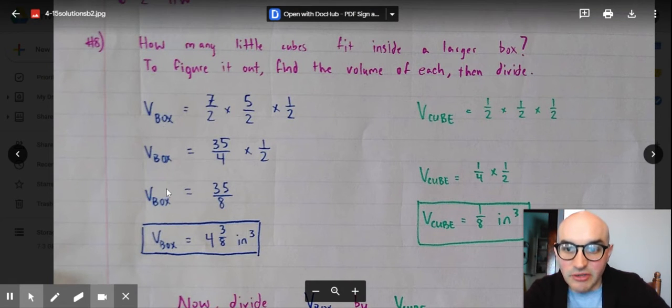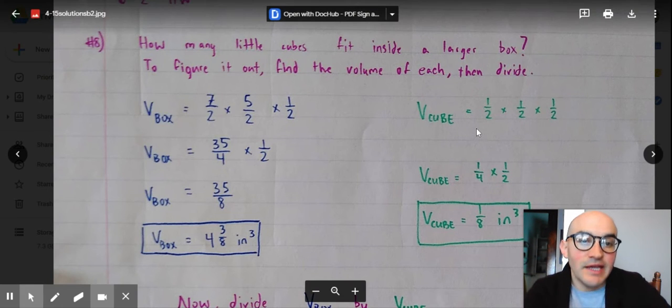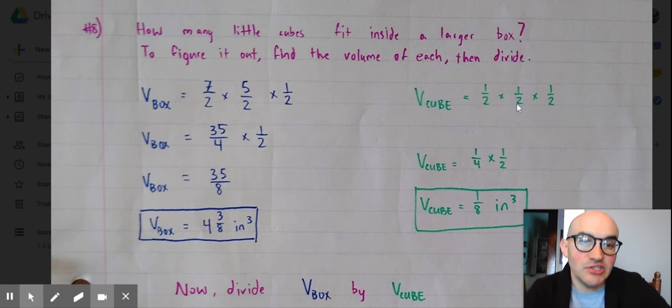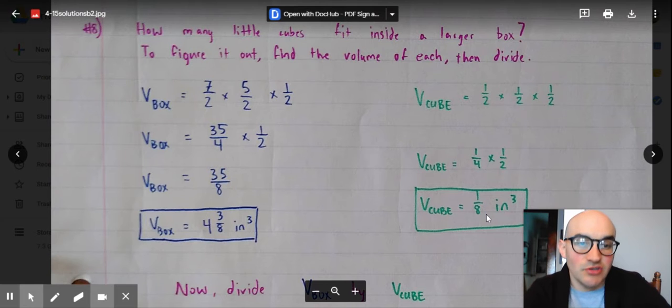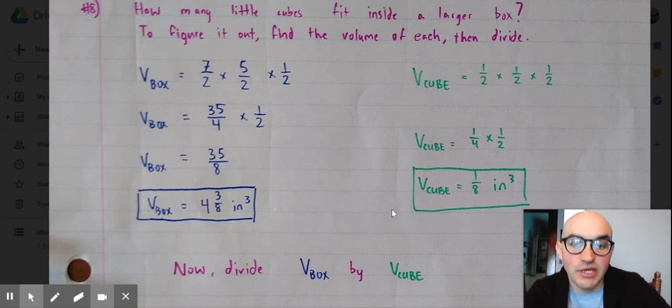So you can see here in blue, I found the volume of the box. These measurements are just taken from the worksheet. Okay, so 7 halves, 5 halves, 7 halves, 5 halves, and 1/2. Multiply them all together, and you ultimately get this measurement of 4 3/8 inches cubed. That's the volume of the larger box. And then the volume of the little cube, it tells me each edge is 1/2 inch long. So I multiply it together, and I get a volume for the cube of 1/8 of an inch cubed.